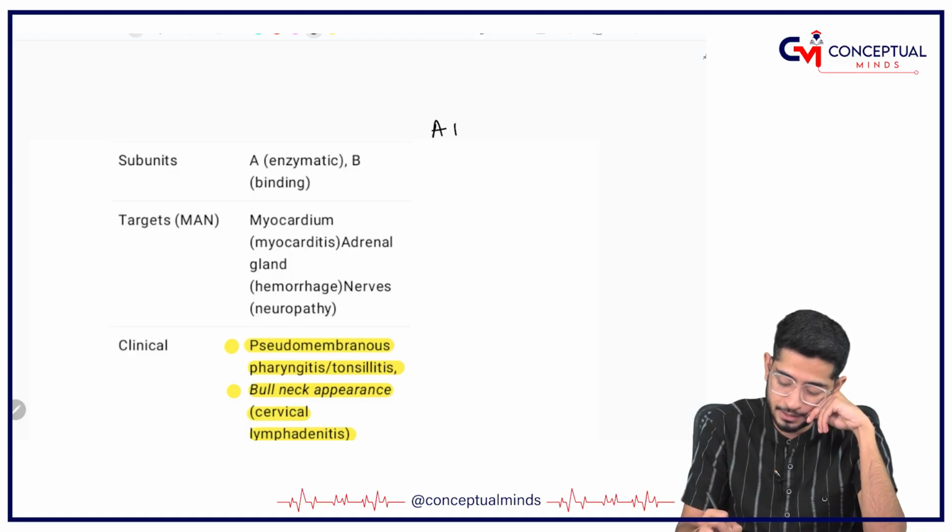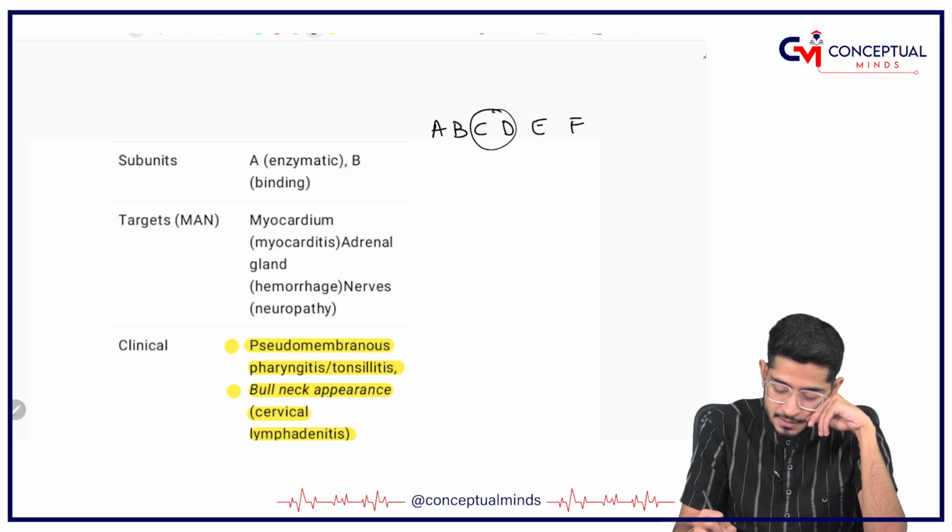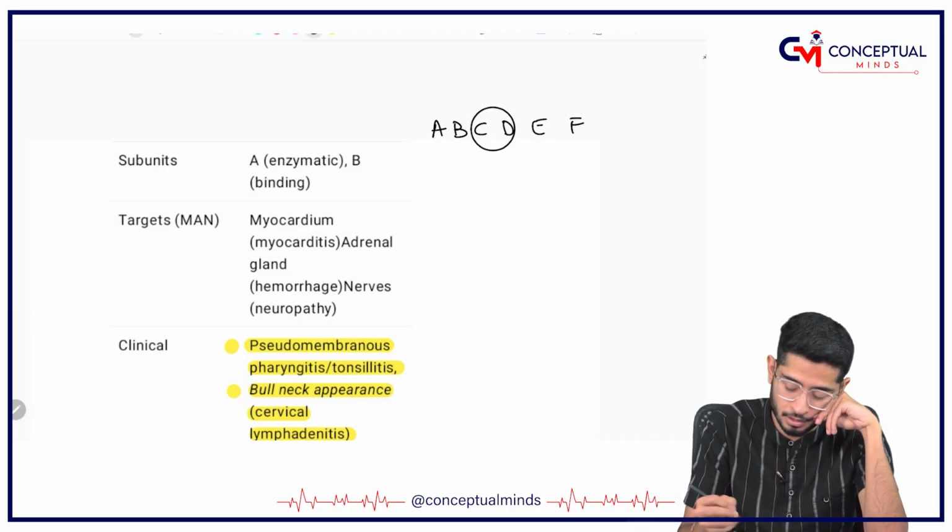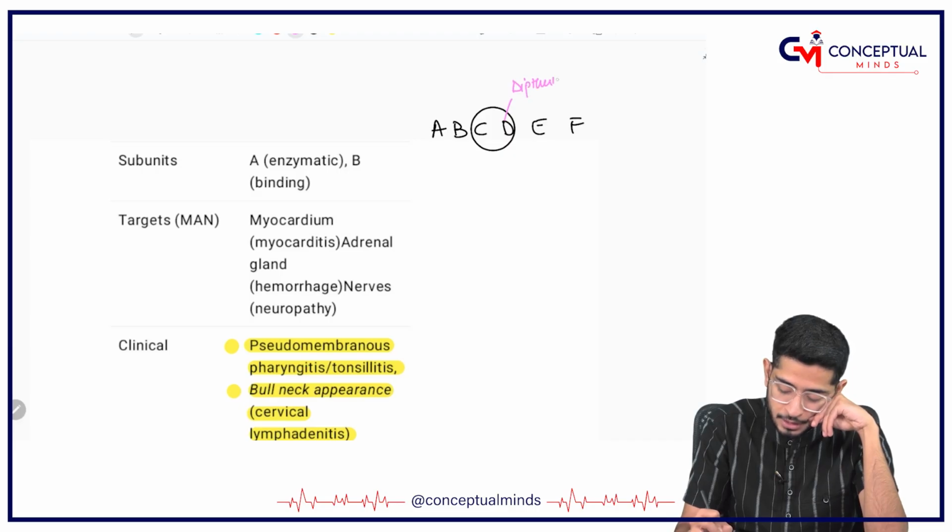Okay, I'll write the whole ABCDEF for you: A, B, C, D, E, F. So what is C and D? C for Corynebacterium and D for diphtheria. I told you that they are going to inhibit the elongation factor 2. What is A and B?